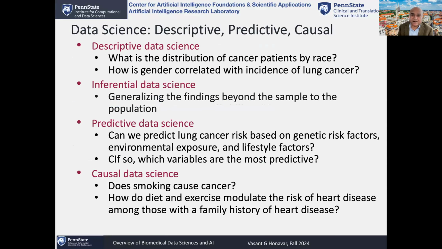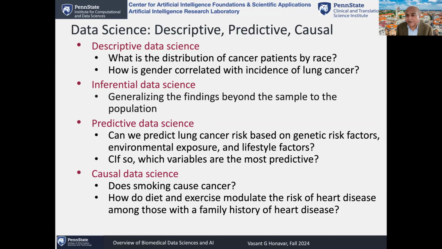So data science comes in many flavors, as we mentioned. There's descriptive data science. An example of the outcome of a descriptive study is, what is the distribution of cancer patients by race? How is gender correlated with incidence of lung cancer? Lots of these studies are done by many people, and hundreds of papers get published just by looking at a data set that people didn't have access to before and doing some fairly straightforward analysis and understanding something about that population.